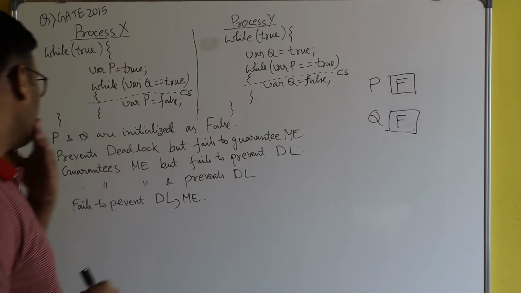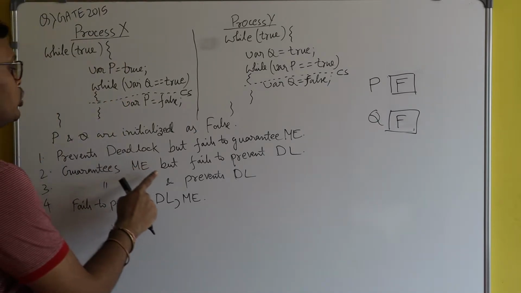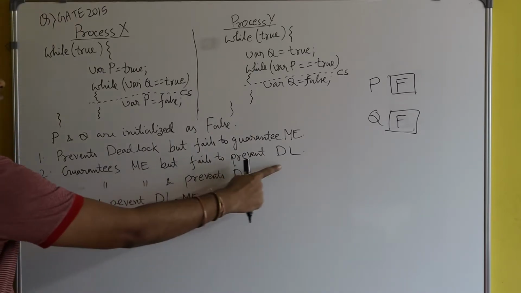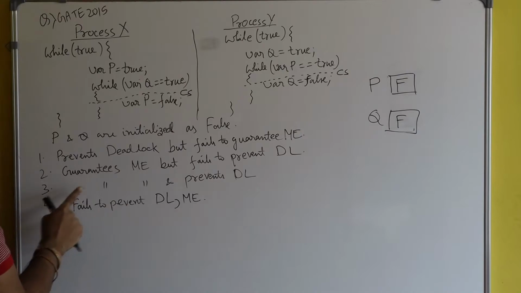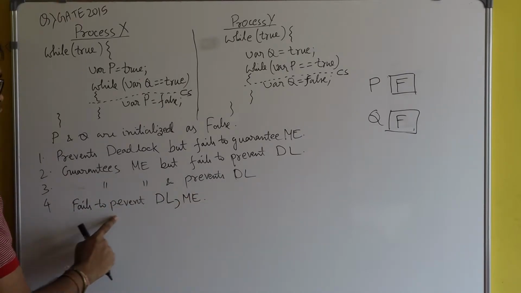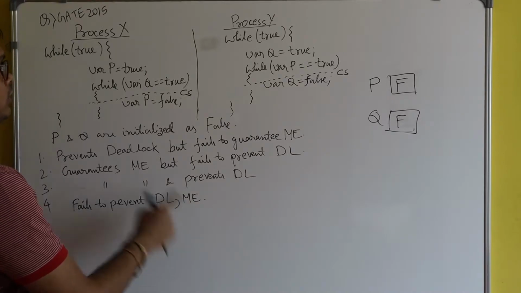The second option is guarantees mutual exclusion but fails to prevent deadlock. The third option is guarantees mutual exclusion and prevents deadlock, where DL is deadlock. The fourth option is fails to prevent deadlock and mutual exclusion.